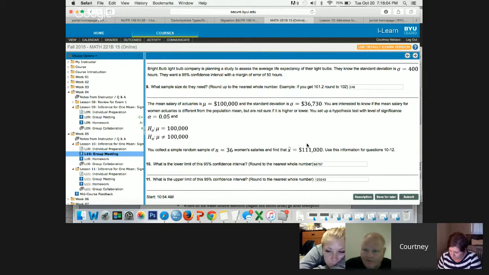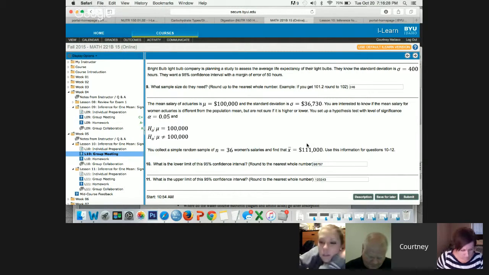Okay, and then it's over 50, right? So do you do the multiplication on the top first, 1.96 times 400? Yeah, so it's 1.96 multiplied by 400, then you divide it by the 50, and then you square the whole thing. Yeah, because basically you can solve for the margin of error.